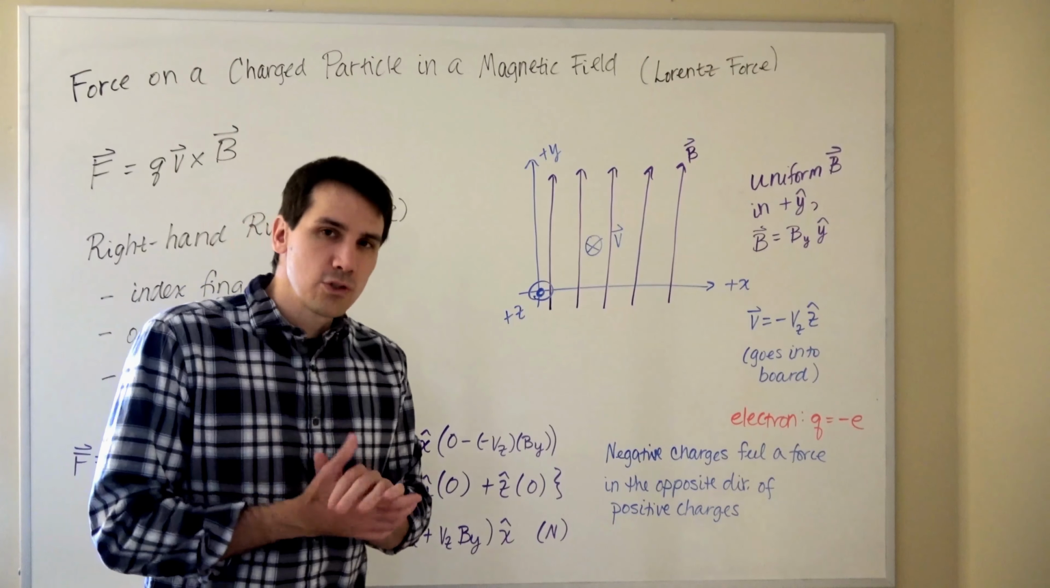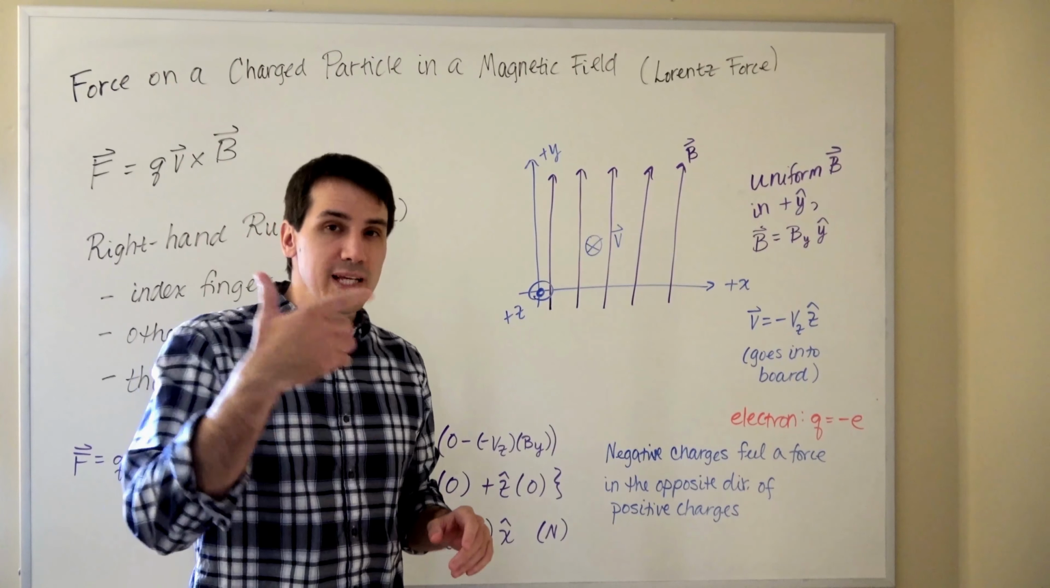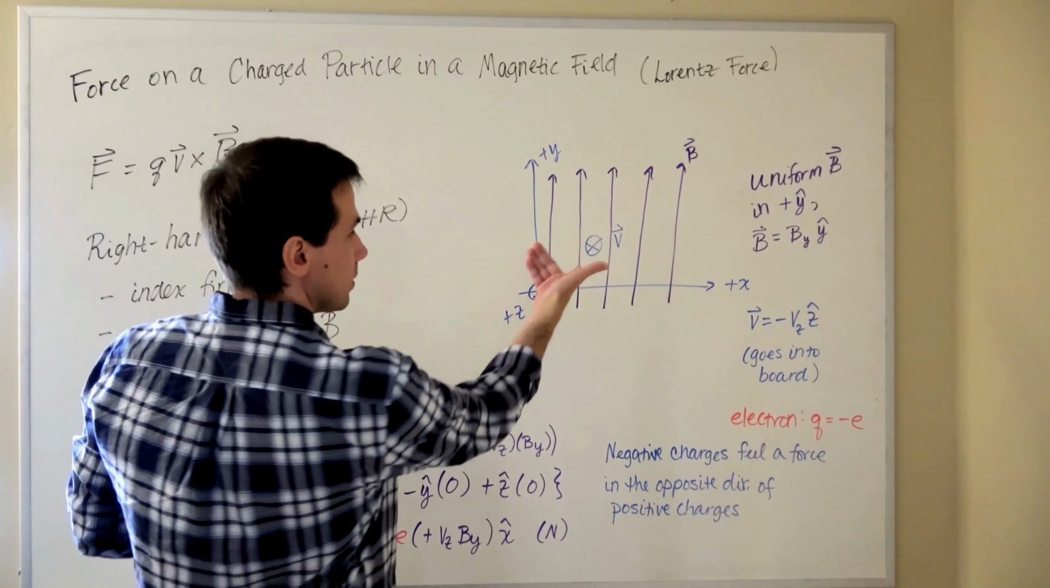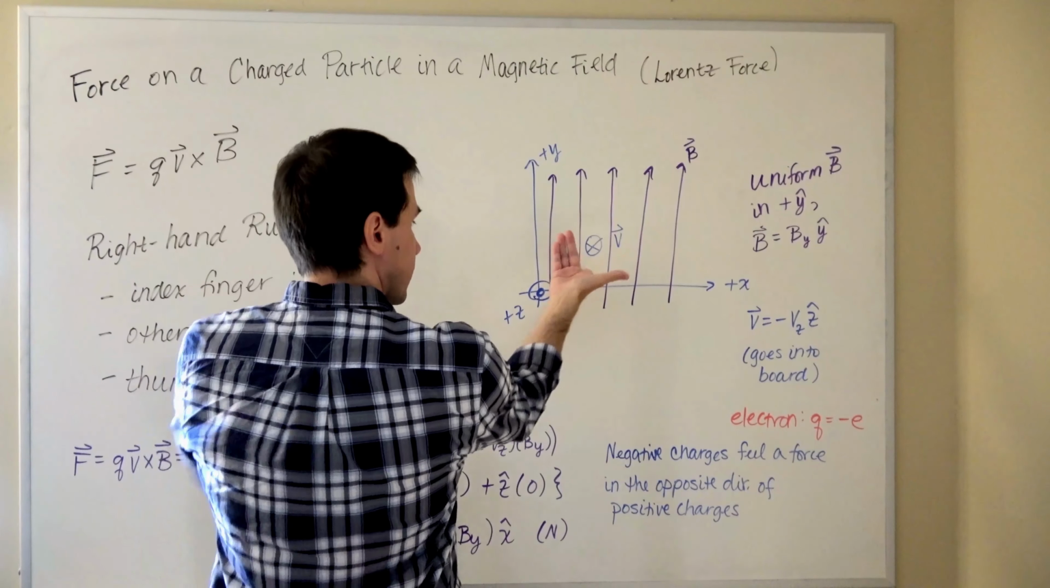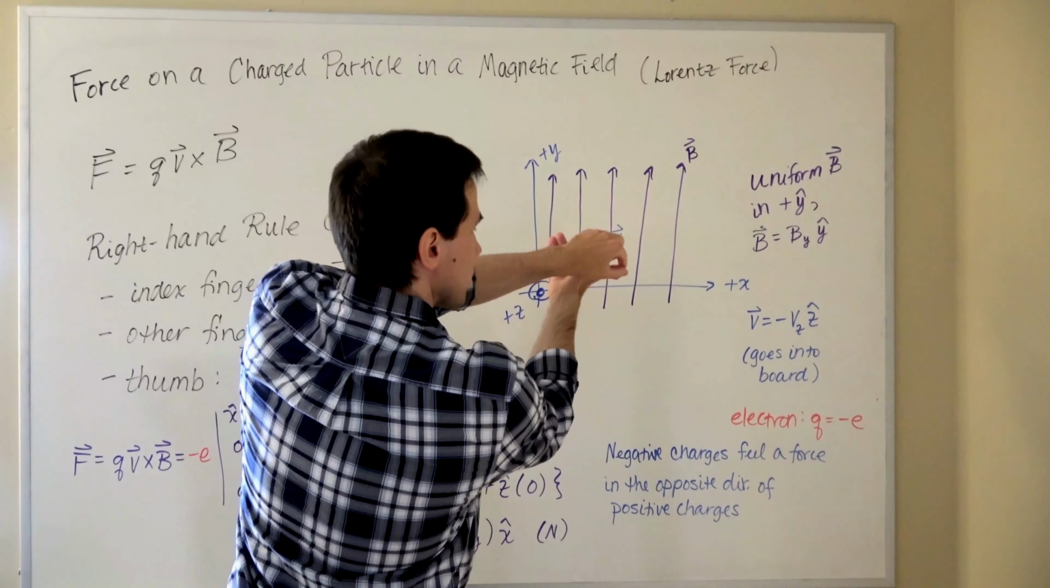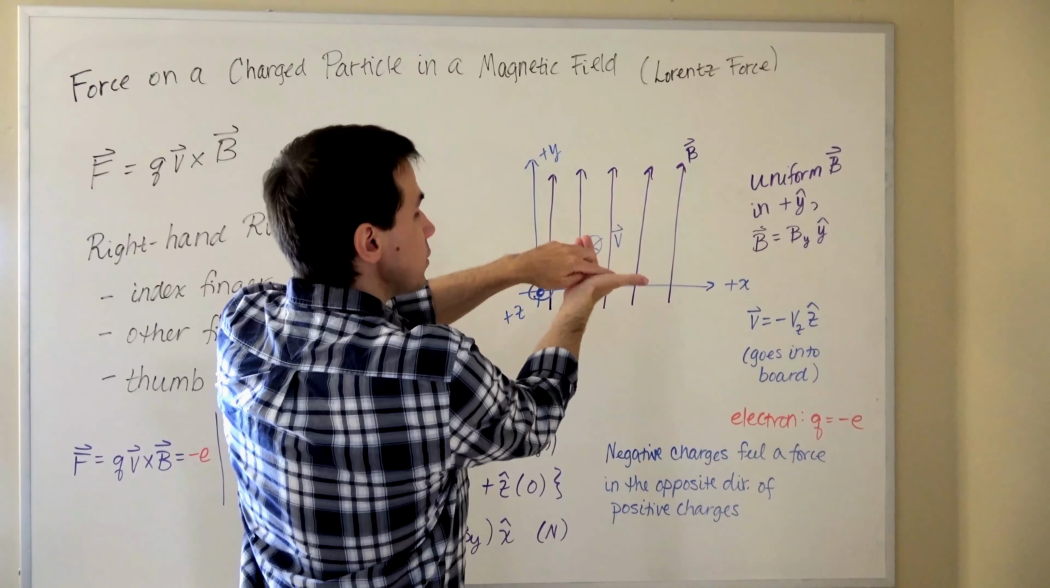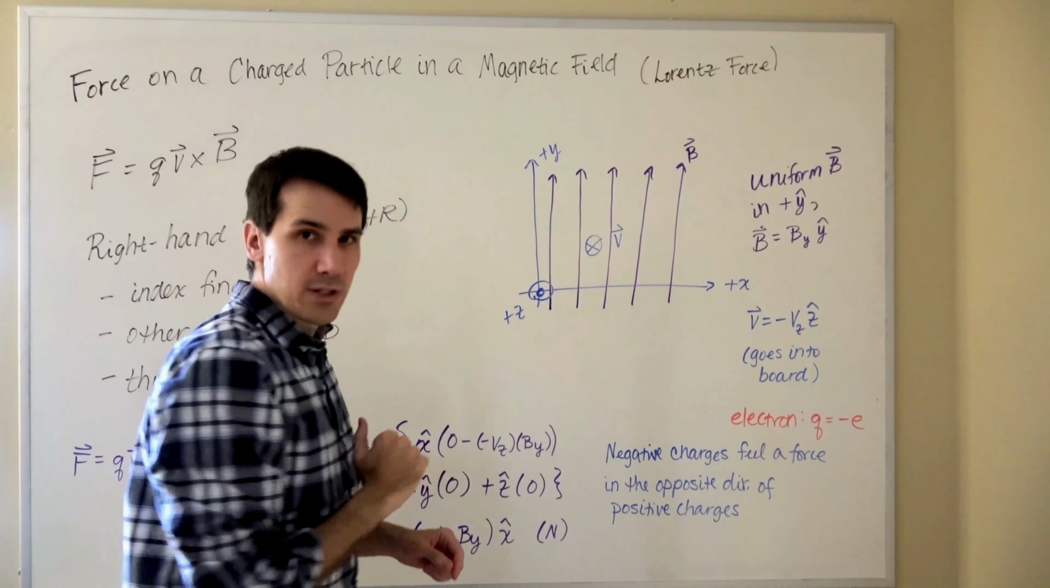Now, what we can do with our right-hand rule is use exactly the same right-hand rule. That is, velocity is into the board, magnetic field is up, force is to the right. And then we just flip our final result.